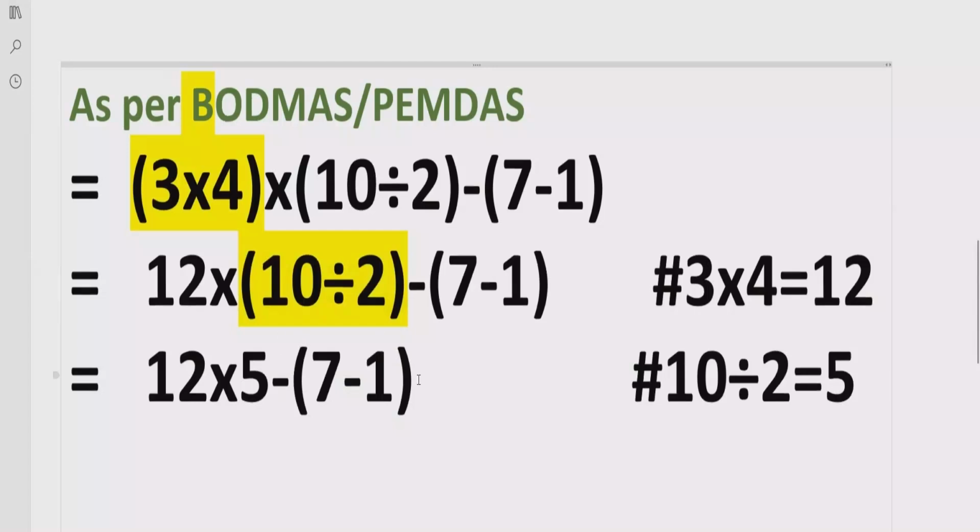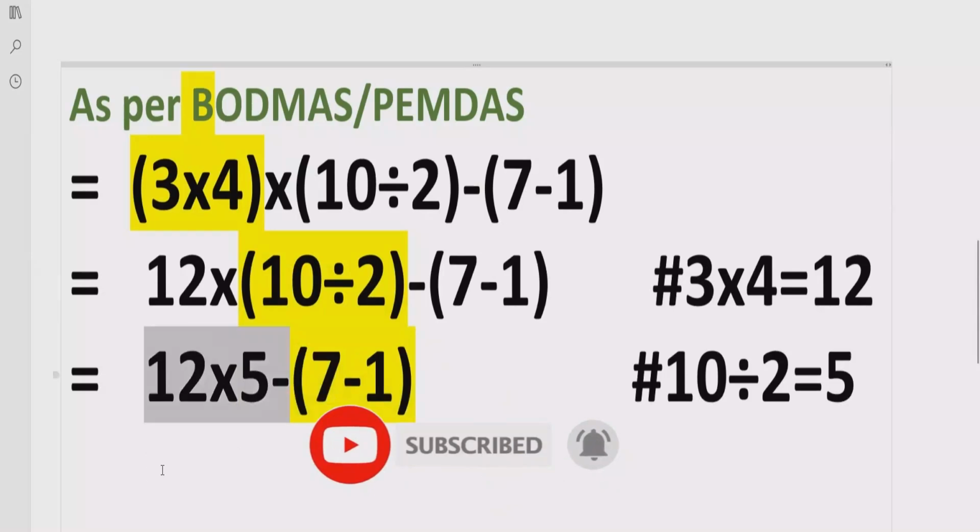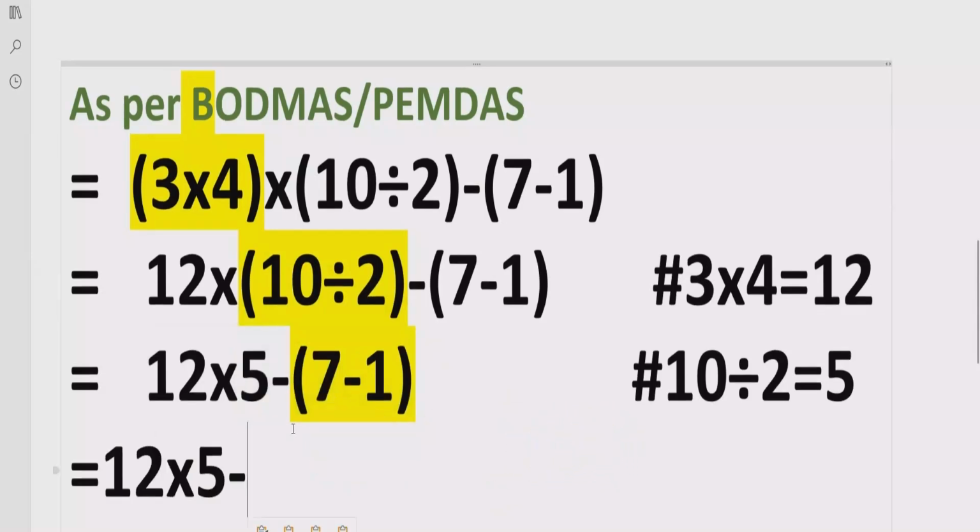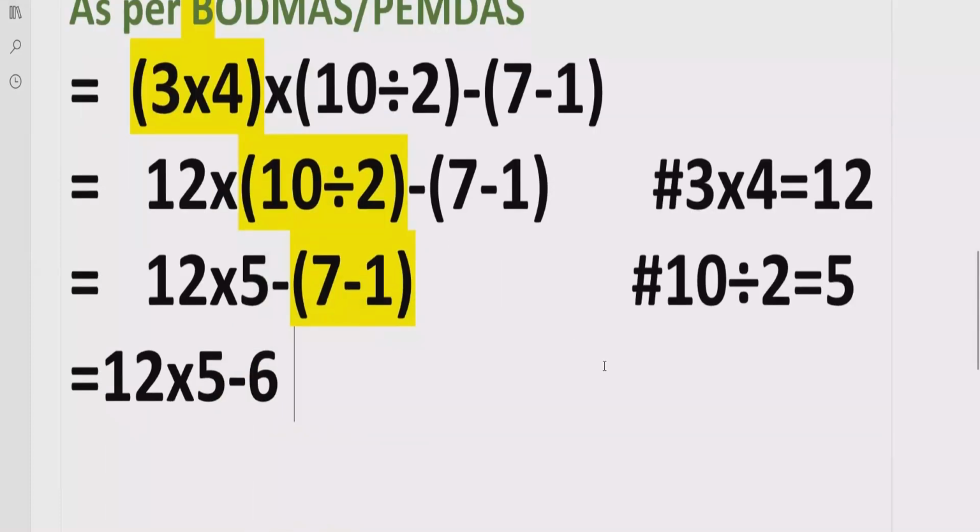Now, move forward to solve the remaining bracket. We have to solve this part first. So we will write 7 minus 1 equals 6. Now we will give the reference here. 7 minus 1 equals 6.